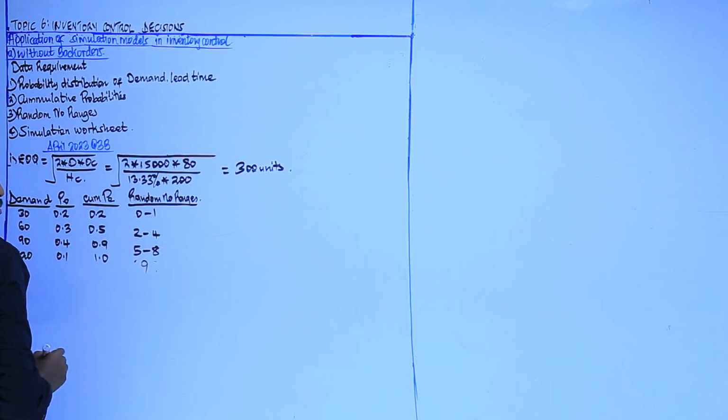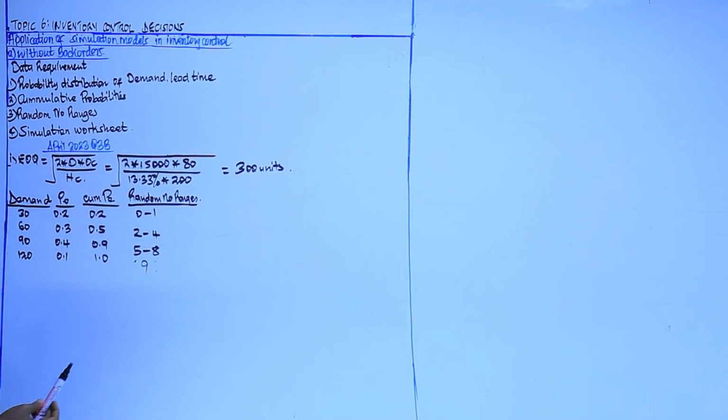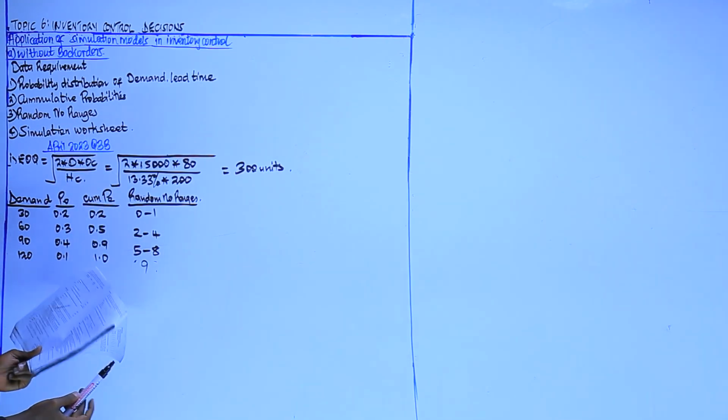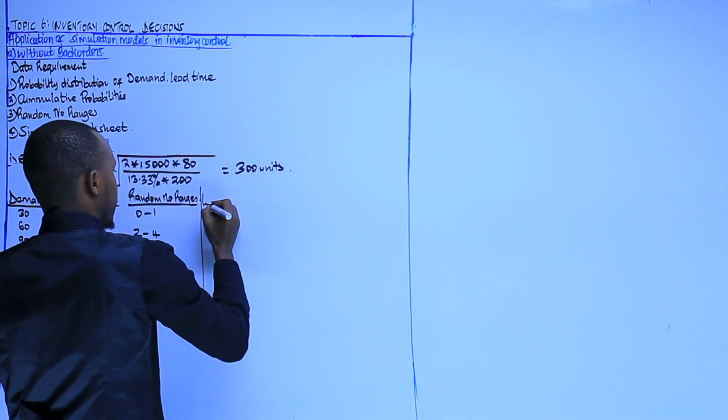No problem. We have the random number ranges for demand. The other item we were given is lead time. We also need them for lead time.